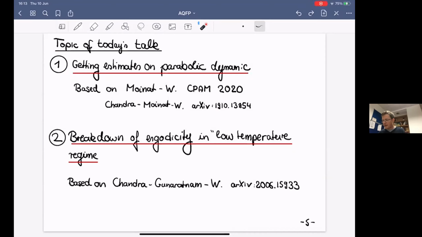And then the second result I want to present here is completely different, and it deals with the breakdown of ergodicity in some low temperature regime. And this is based on joint work also with AJ Chandra from Imperial and Trish Gagunaratnam, who was also my PhD student here until last year, and who has now moved on to a postdoc in Geneva with Hugo Dominier-Copin.